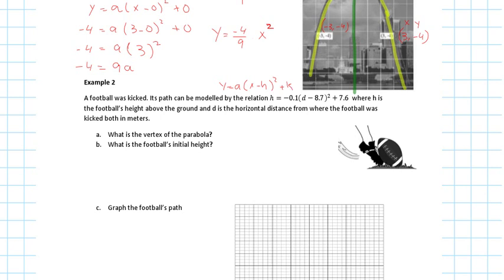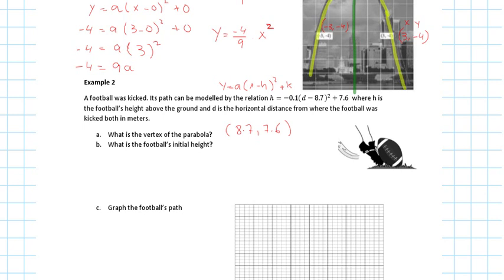What can I find from the vertex form? The vertex. What is my vertex? It is 8.7, 7.6. Perfect. So the vertex is 8.7, comma 7.6. I write it as a point. All right, so that's the vertex.